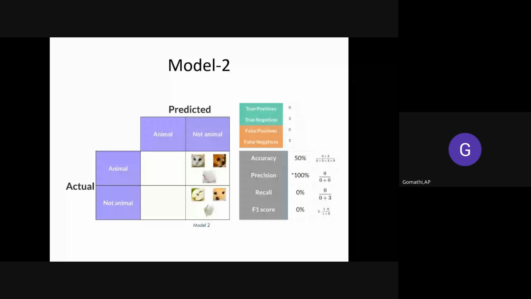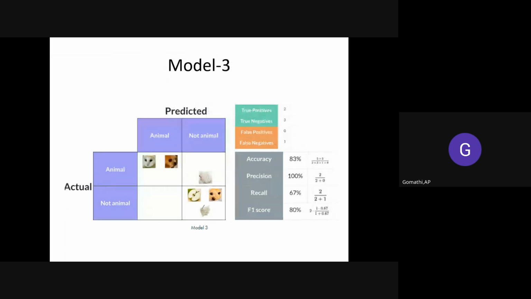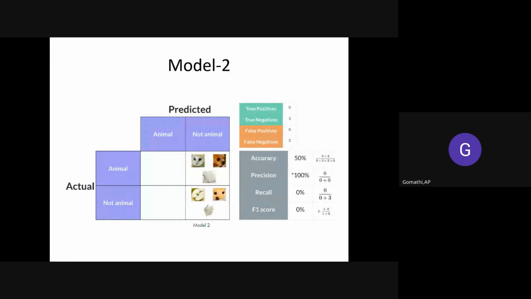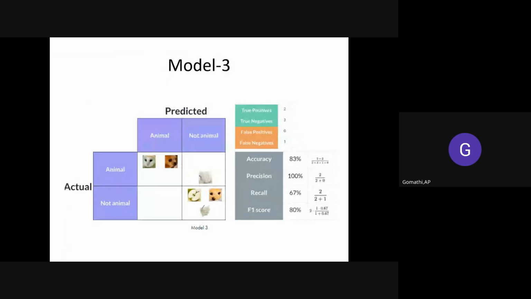Next one, model 2. Here we have the true negative value 3 and the false negative value 3, so the precision value is 100%. The recall value is 0%, so the F1 score automatically will give the value 0% only. Because F1 score is based on two terms, that is precision and recall.